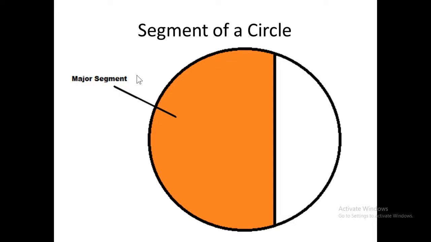Angle in alternate segment. When do we have segments in a circle? That's the question we need to ask ourselves. Now, when you have a chord drawn in a circle, a segment is formed. You can see this line is a chord. So this colored space here is a segment. Also, this white one is also a segment. So when you have a chord inside the circle, that means a segment is formed.